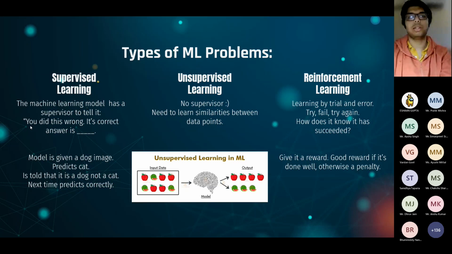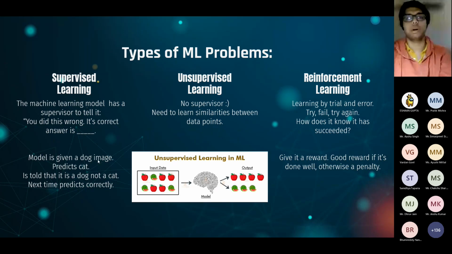So for example, if a person does something wrong, then the supervisor will tell it, okay, the correct answer is this, right? For example, let us say you have developed a machine learning algorithm, and that model, which is what we call a machine learning thing that can predict things. The model is given a dog image, and it predicts cat. So now the supervisor will tell you that it is a dog and not a cat. The image is not a cat, it is a dog.